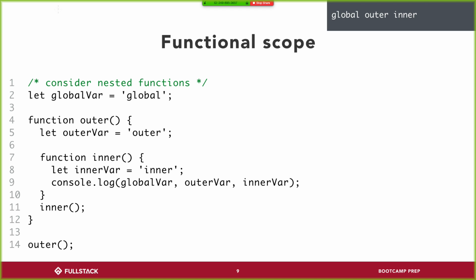Basically, when you're evaluating what your function has access to, it has access to everything outside of it, but it doesn't have access to stuff that's nested within it. So the outer function does not have access to inner var. It doesn't go outside in, it goes inside out.